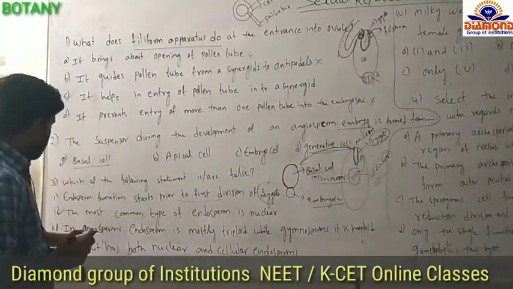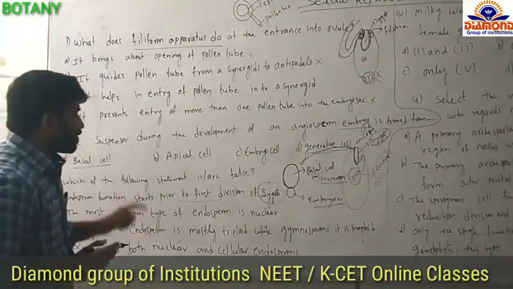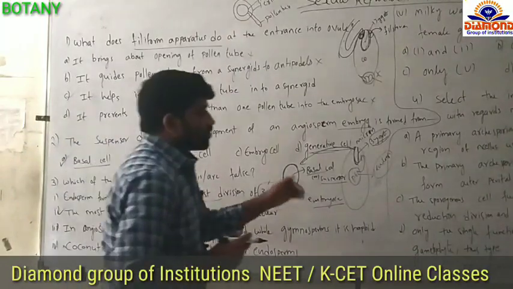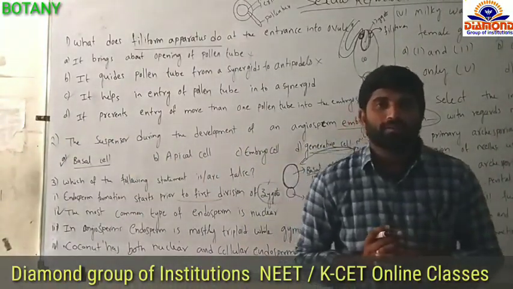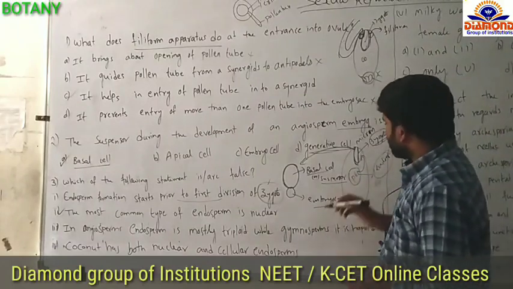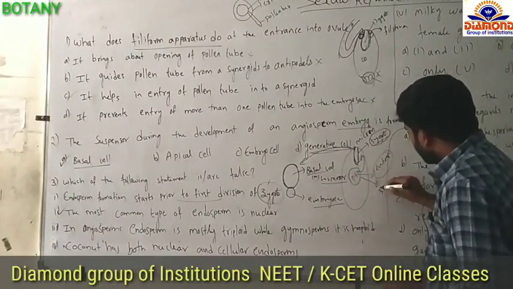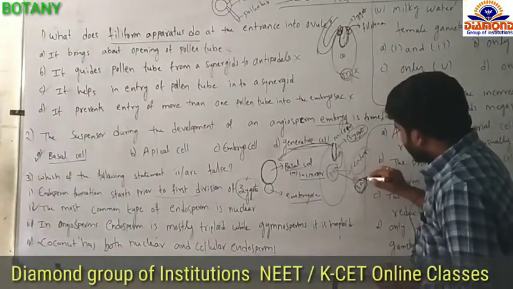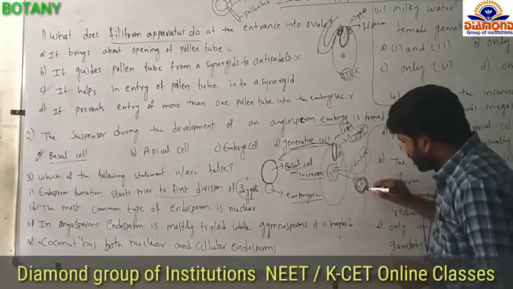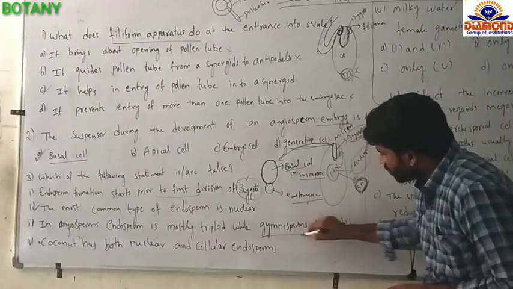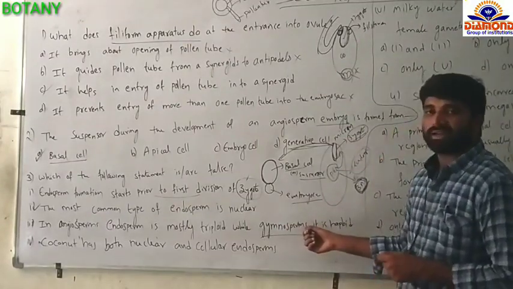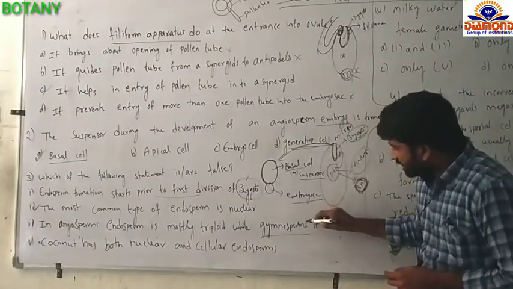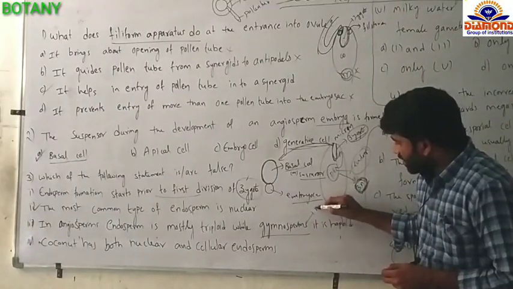And coming to option 3, in angiosperms endosperm is mostly triploid while in gymnosperms it is haploid. Endosperm in angiosperms is a product of double fertilization, and it is formed after fertilization, so it is triploid. But in gymnosperms double fertilization does not take place, and the endosperm is formed before fertilization, so it is haploid only.